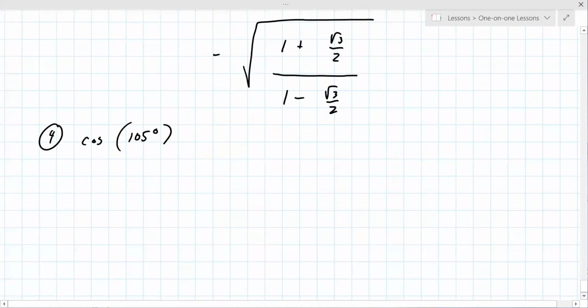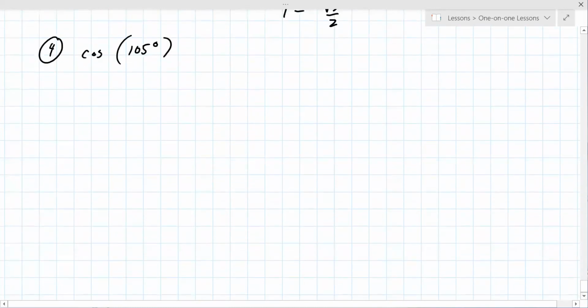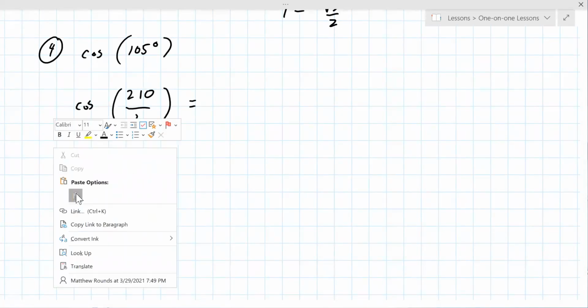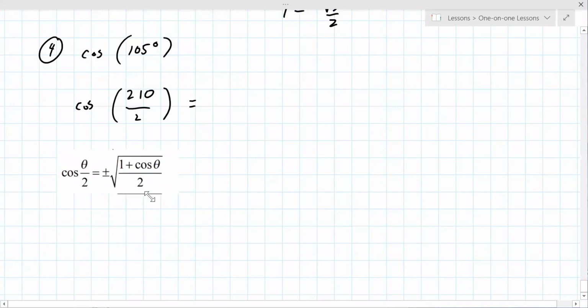All right, so number 4 is cosine 105. So again, you really want to write this as 210 over 2 because it does reduce back to 105, but then it tells you what the theta is that you're using. I'm going to snip the half angle formula. These are like the sum and difference formulas. If you don't have them, you have no chance, because you'll just guess wrong.